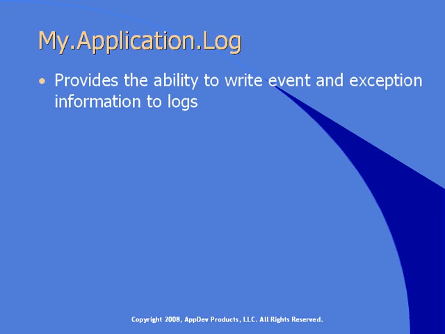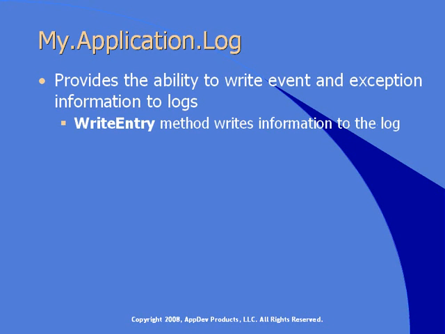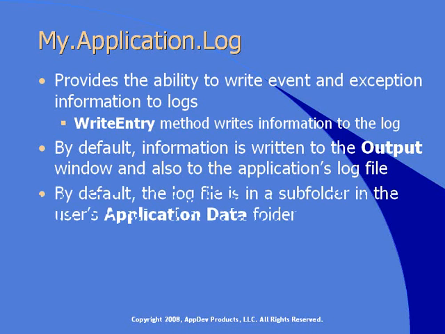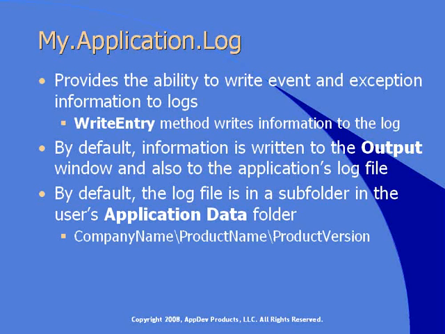You can use My.Application.Log to write event and exception information to log files. The WriteEntry method is what actually writes the information. And then that information is written not only to the output window, but also to the application's log file. By default, that log file gets created for you, and it's in a subfolder in the user's application data folder. And the structure of that folder is company name, product version. So let's go see a demo of how you can use the My.Application object to get information about the running application.